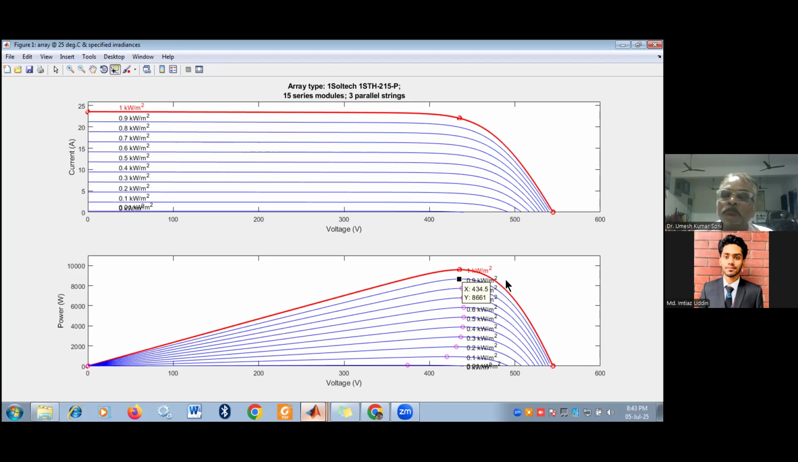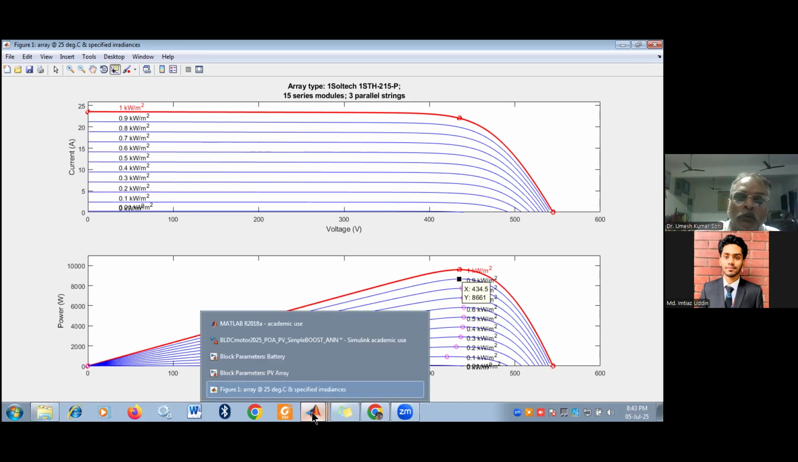So this whole data is taken and noted by me, and now I will show you how to design the ANN based MPPT control algorithm.